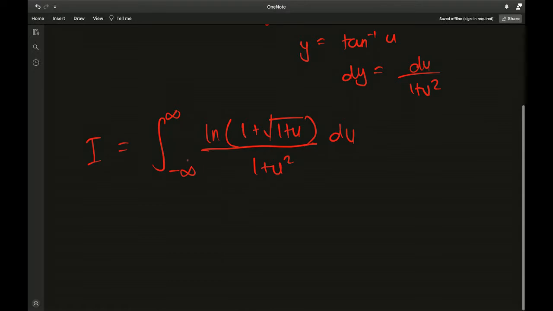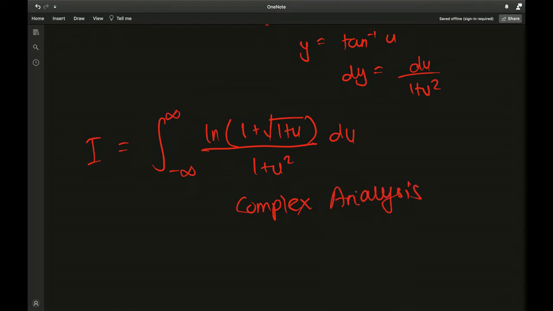Now looking at the upper and lower bounds, which go from negative infinity to positive infinity, and the nature of this integrand over here, especially the denominator, if you have been watching some of my videos, then this might occur to you that we can do this one by complex analysis or contour integration or residue theorem or whatever you want to call it, but this method which involves complex numbers.